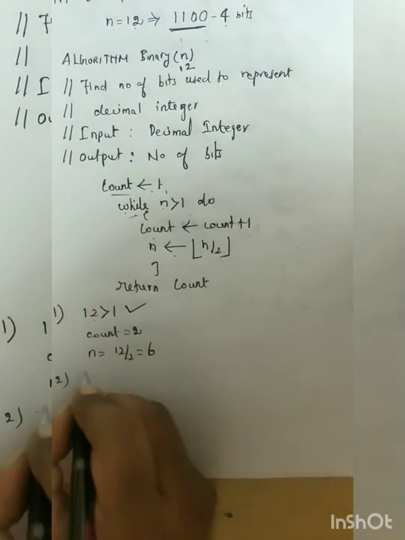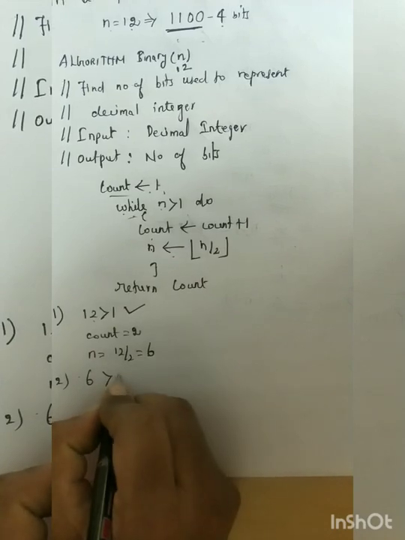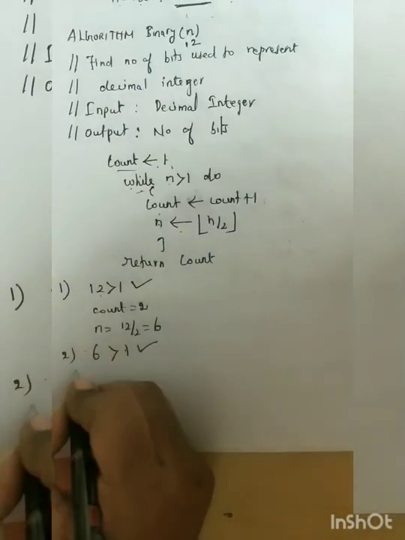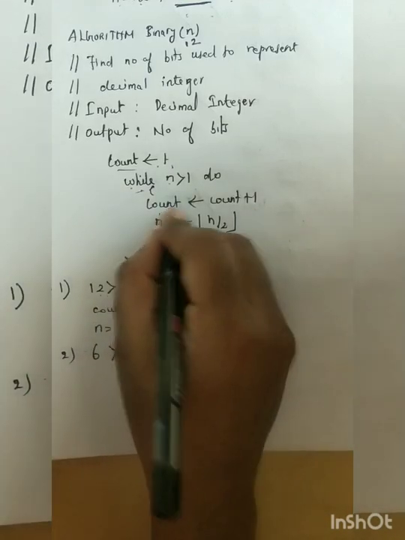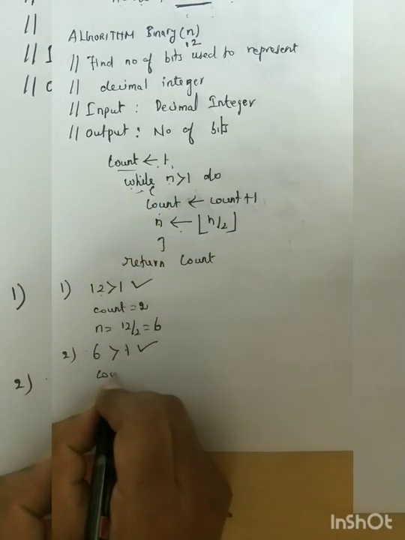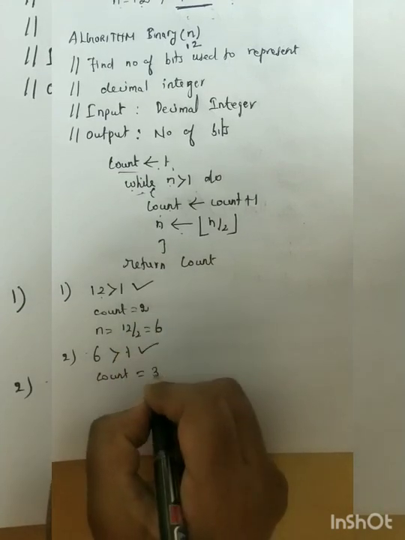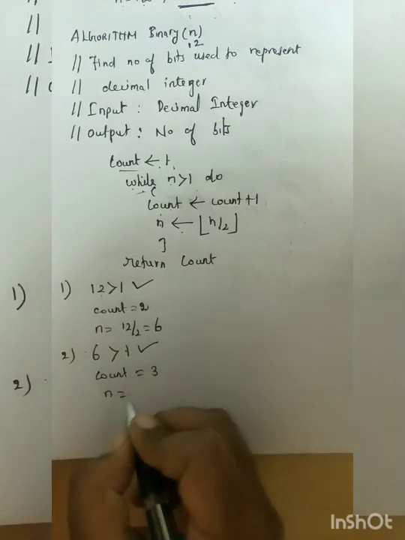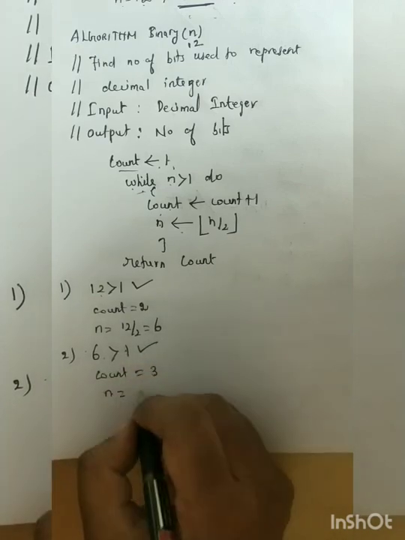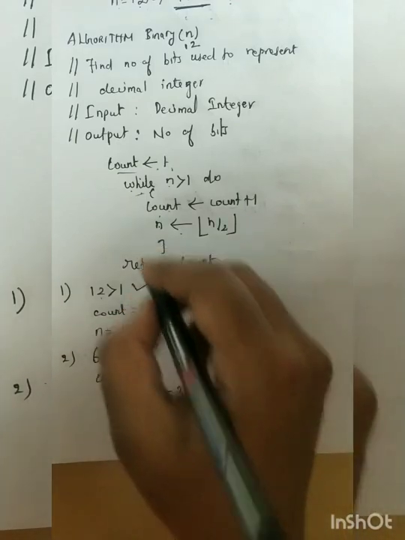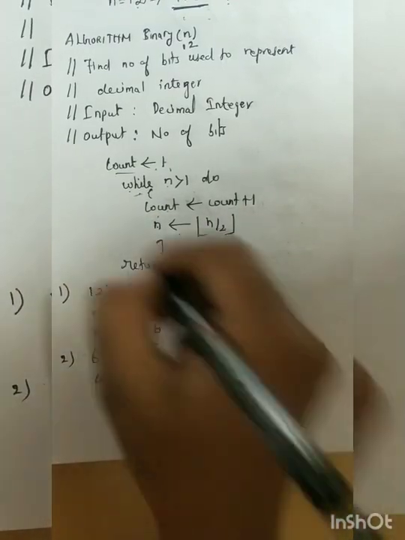Second iteration, 6 greater than 1. Condition true. So condition true means again count is equal to count plus 1. Count equal to 3, already 2, 2 plus 1 is 3. Again n is equal to n by 2. Previous n value 6, 6 by 2 equal to 3.